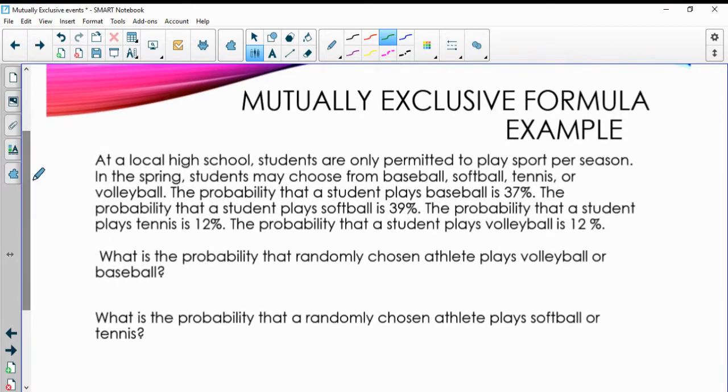If you look down here, it says at a local high school, students are only permitted to play one sport per season. In the spring, students can pick from baseball, softball, tennis, or volleyball. The probability that somebody plays baseball is 37%. The probability that somebody plays softball is 39%. The probability that somebody plays tennis is 12%. And the probability that a student plays volleyball is also 12%.